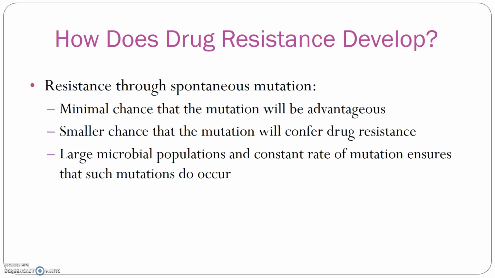So how does drug resistance develop? It's thought that this resistance is really just due to spontaneous mutation. In this case, there's minimal chance that the mutation will actually be advantageous, and even a smaller chance that the mutation is actually going to give rise to drug resistance. But the microbial population is so large, if you think about it, even in our bodies, we have 10 times more microbes than we do human cells. So it's thought this large population and the fact that there is a constant rate of mutation, even if it's very small, ensures that a positive mutation that would confer resistance does actually occur over time.